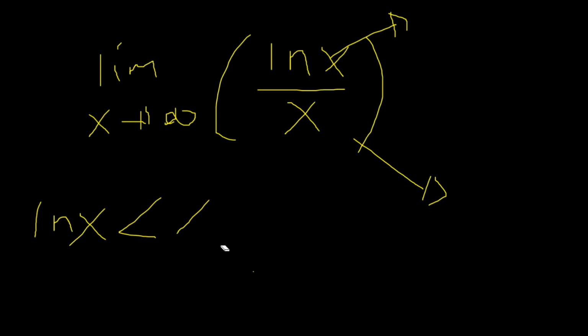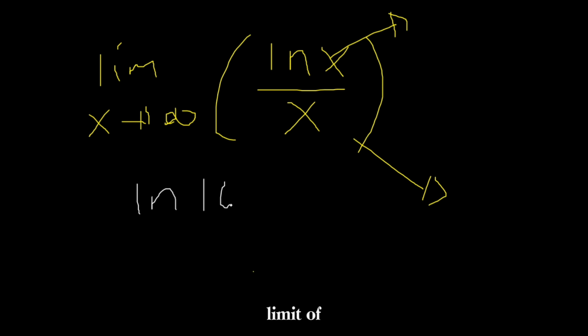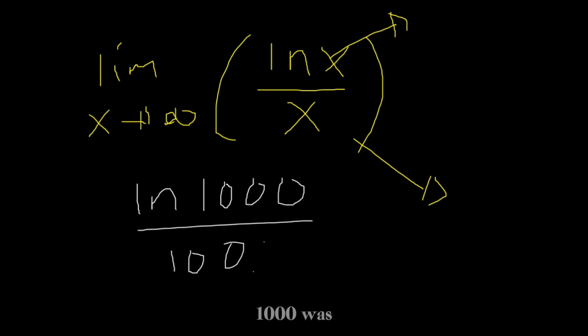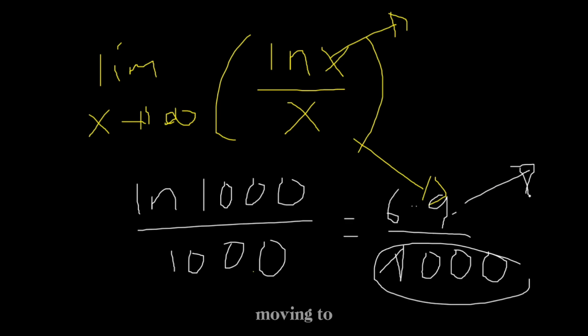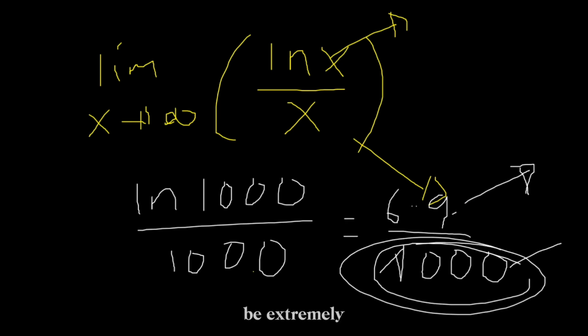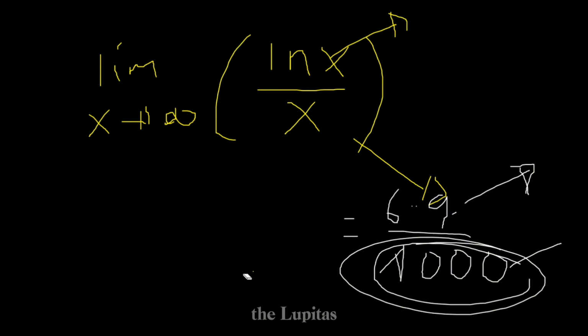Yeah, I know you guys are not understanding what's really happening. Let's do it gently. Let's take a big value, that is 1000. Limit of ln 1000 all over 1000. What's going to be the answer? ln 1000, I think that is about 6.9, all over 1000. And you are seeing that 1000 is bigger than this. If you continue moving to infinity, at a point the denominator will be so extremely large that the result becomes 0. We can also use L'Hopital's rule.